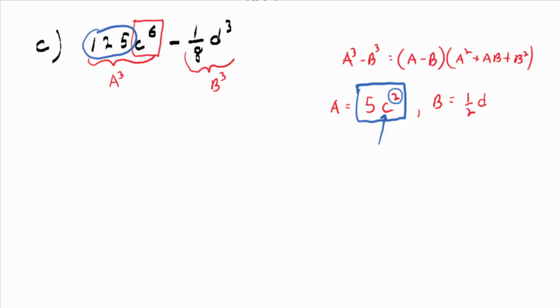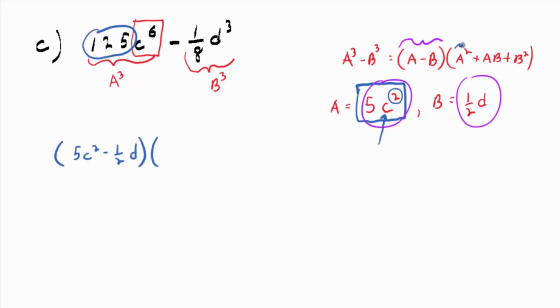So you plug in for this guy. What's a minus b? Well, you just look. What's a? What's b? And you subtract one from the other. Okay, so what's that going to be? What's a minus b? 5c squared minus 1/2 d. Good. Okay. And then this second formula, this first guy right here, a squared.